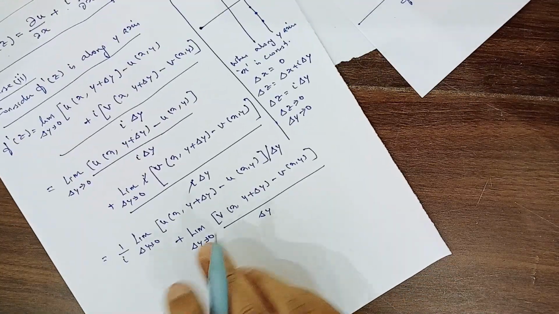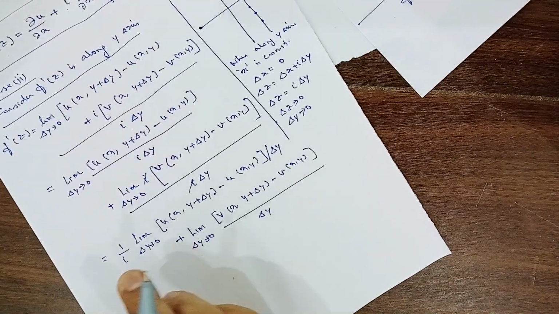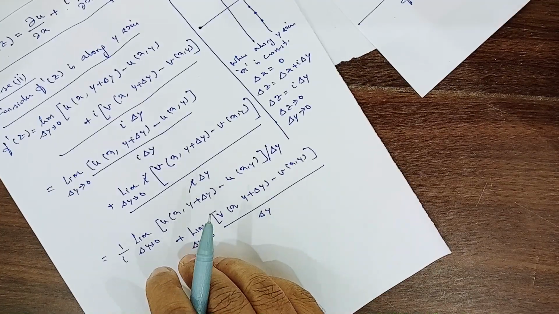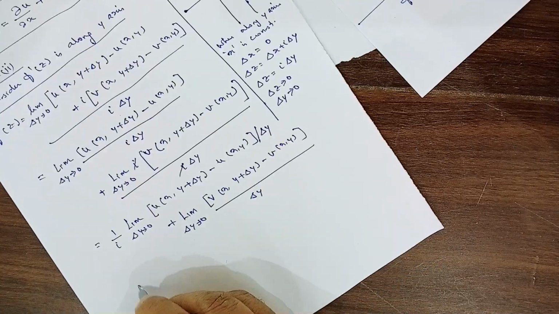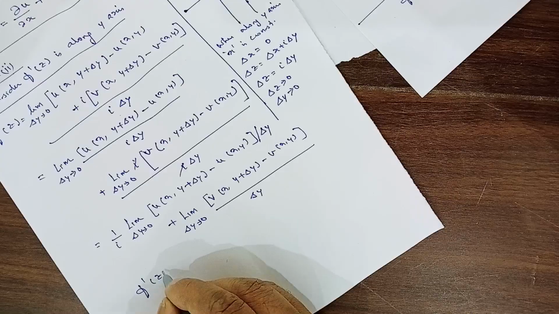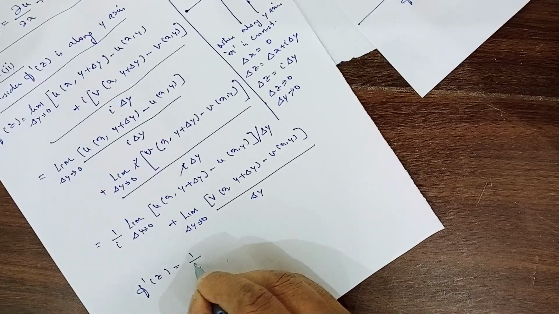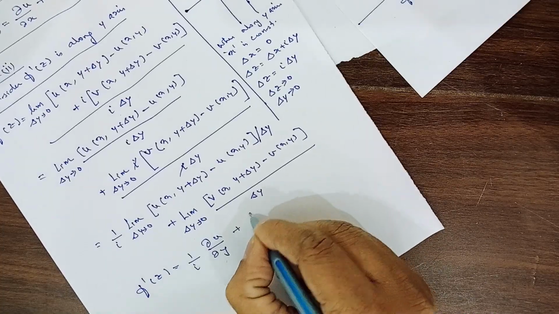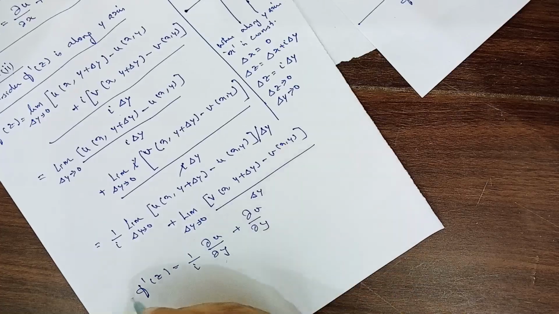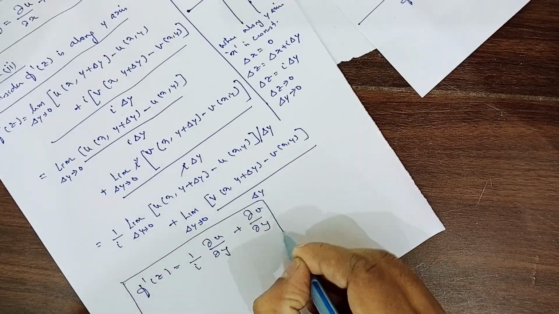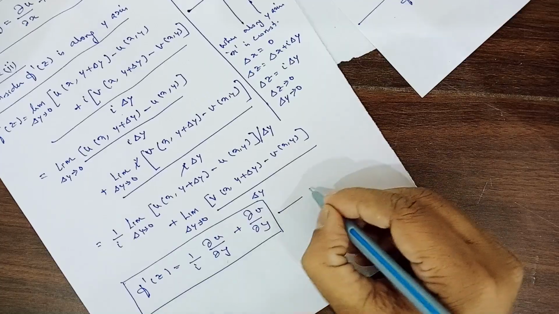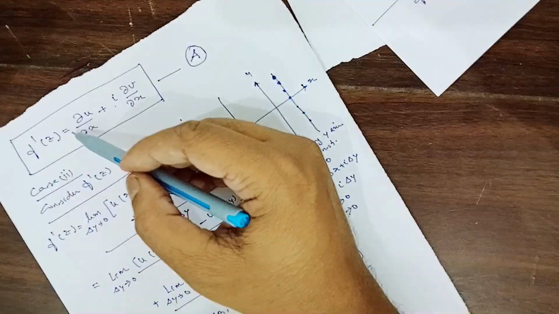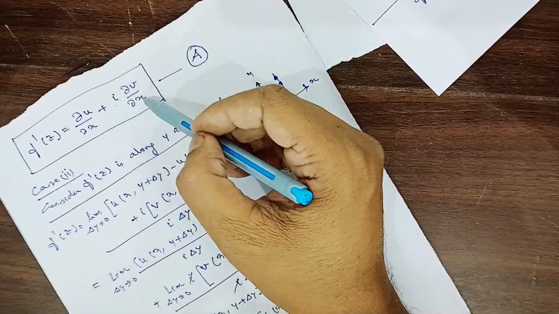Therefore, it is similar to a partial derivative. In this equation, x terms become constant, only the y term is there. Therefore, this is called a partial derivative. Hence, the above equation can be written as f dash of z equal to 1 by i dou u by dou y plus dou v by dou y. So this is the second equation we got. We already got equation A: f dash of z is equal to dou u by dou x plus i dou v by dou x.